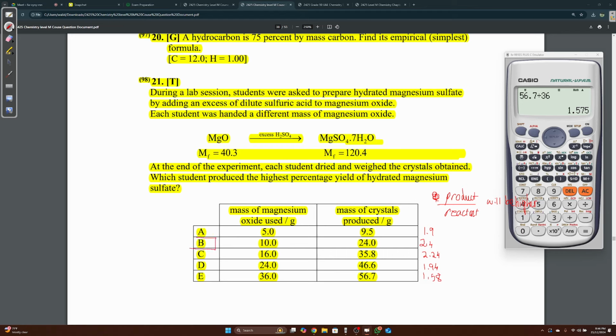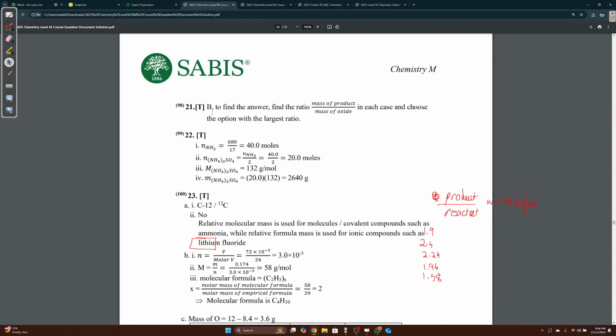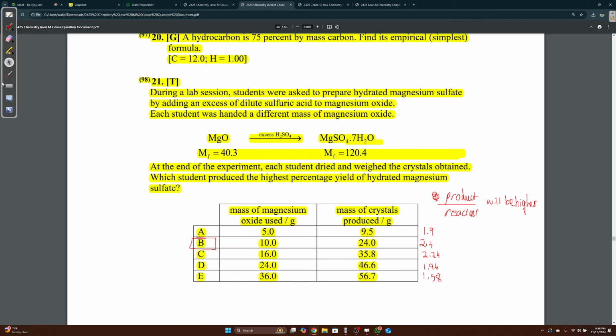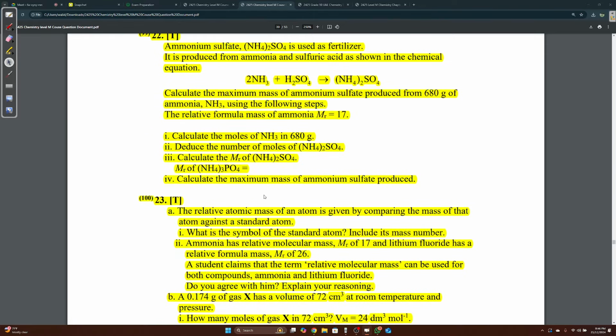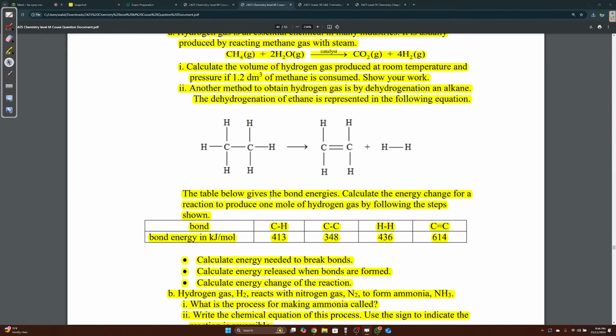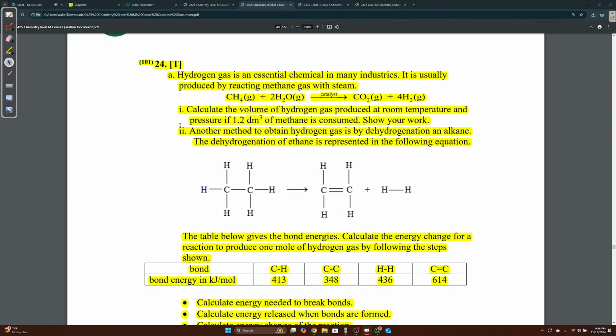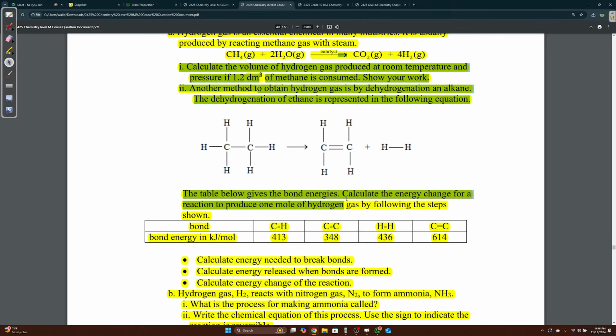It's student B. Okay, so let's check the answer. B. Yes. To find the answer, find the ratio of the mass of product over the mass of oxide, which in this case is the reactant, and choose the option with the largest ratio. Very, very easy. Question 22. I just want to go over that 24 is definitely not required.